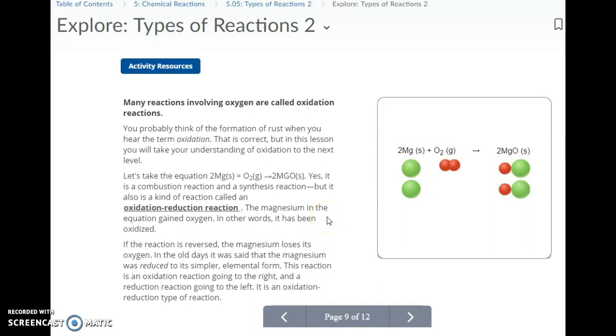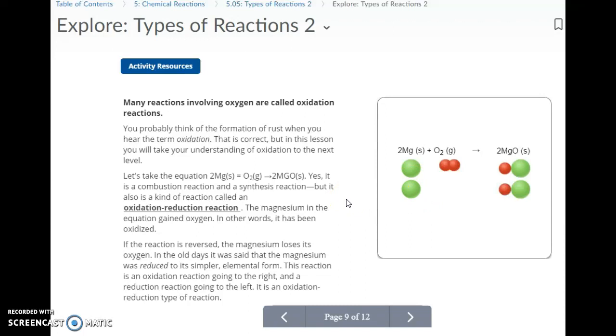Yes, it is a combustion reaction and a synthesis reaction. Why is it a synthesis? Because we have two things that are creating one. It's a combustion. How do we know? Well, we see it's reacting with oxygen, and what else should be a product to show us? Energy. And so obviously we're going to have some kind of combustion, explosion, or fire. But it's also a kind of reaction called an oxidation reduction reaction.